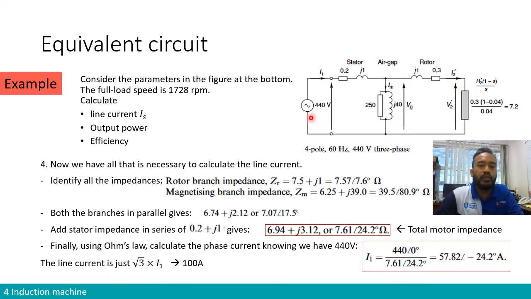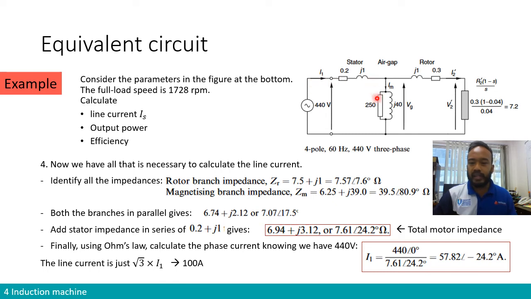Therefore, we can do a circuit analysis now. The circuit analysis is basically just an application of Ohm's law. Remember, the objective is to find the phase current I1, and finally multiply it by square root of 3 to get the line current.